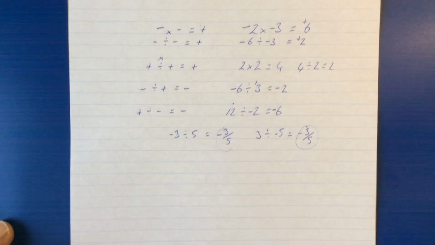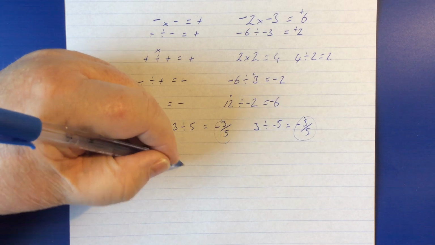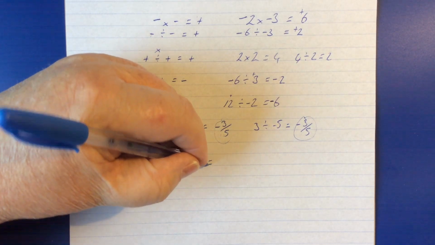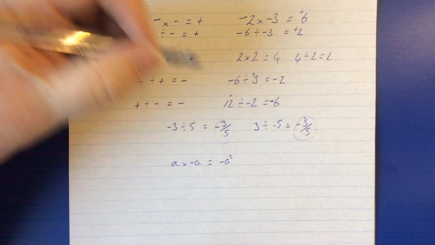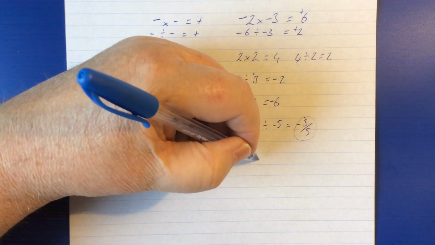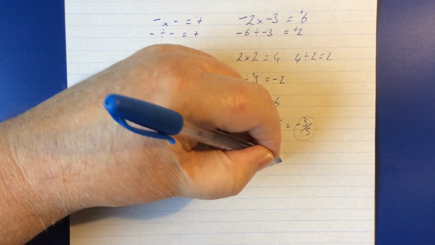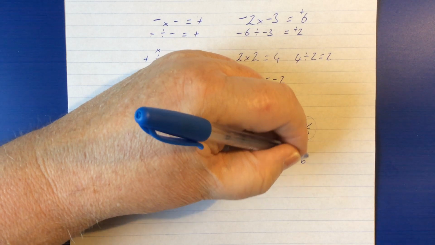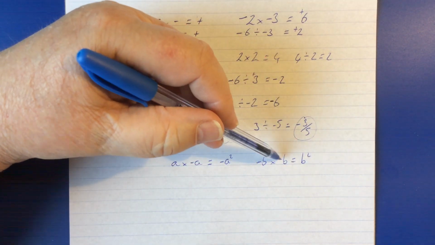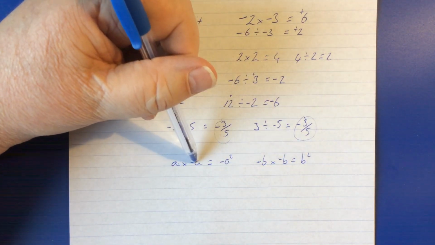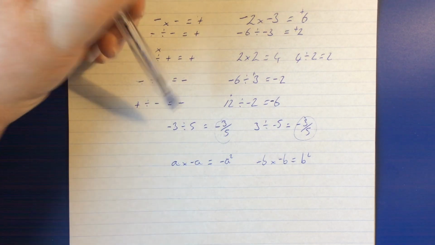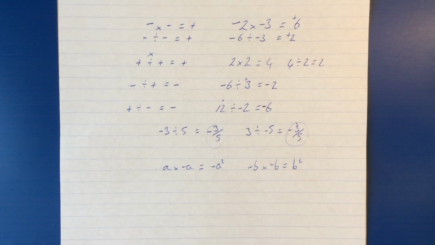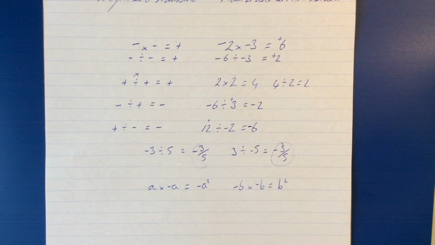Speaking of the dreaded algebra, a times negative a equals negative a squared. Negative b times negative b equals b squared. Negative times a negative equals a positive. Positive times a negative equals a negative. I think that's enough. I hope this has cleared up some misapprehensions.